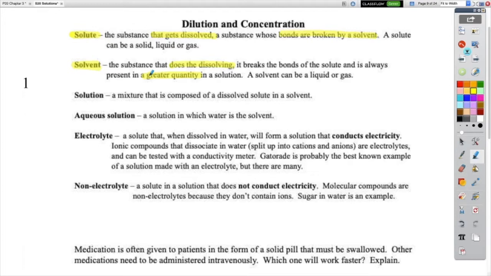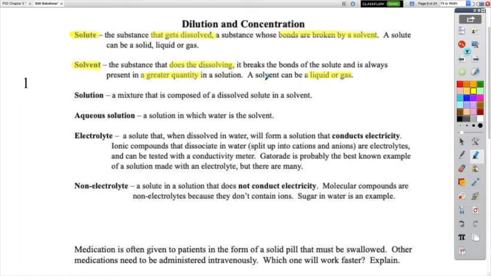Now, a solvent can be a liquid or a gas. If we go back to our pop, our solvent is obviously a liquid. It's pretty much just water that you add a bunch of syrup to, and then you dissolve gas in it. That gas would be our solute, but our solvent would be the water that we dissolve it in to make the pop. So a solvent can be a liquid or a gas.